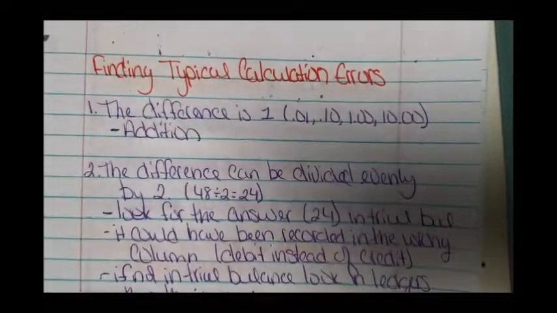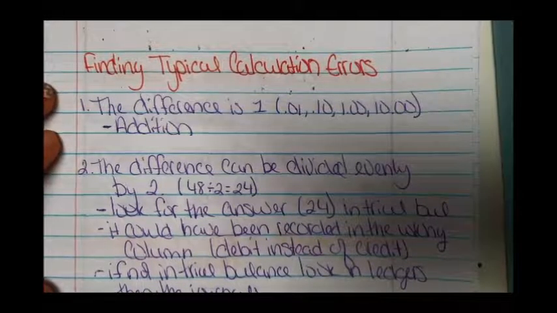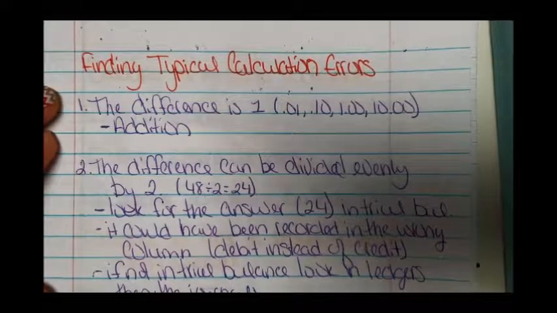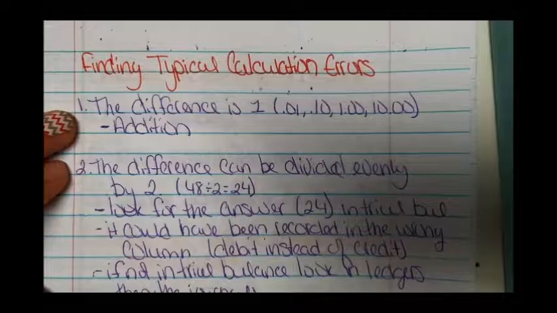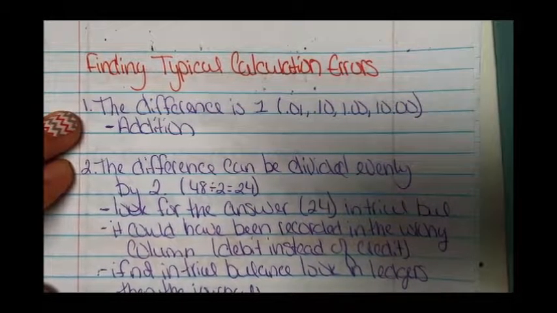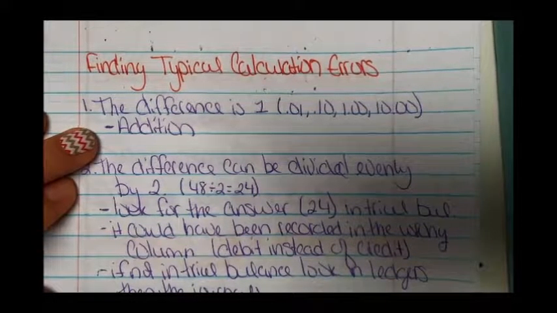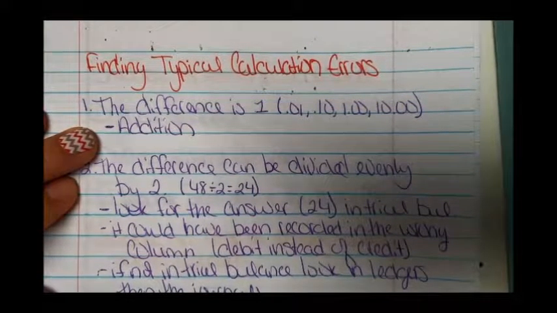So, finding some typical calculation errors. There are 4 different steps to help you if you have an error. The first one is your difference of 1. For example, you're off a penny, you're off 10 cents, you're off $1, you're off $10, you're off $100. If that's the case, you have probably added wrong.